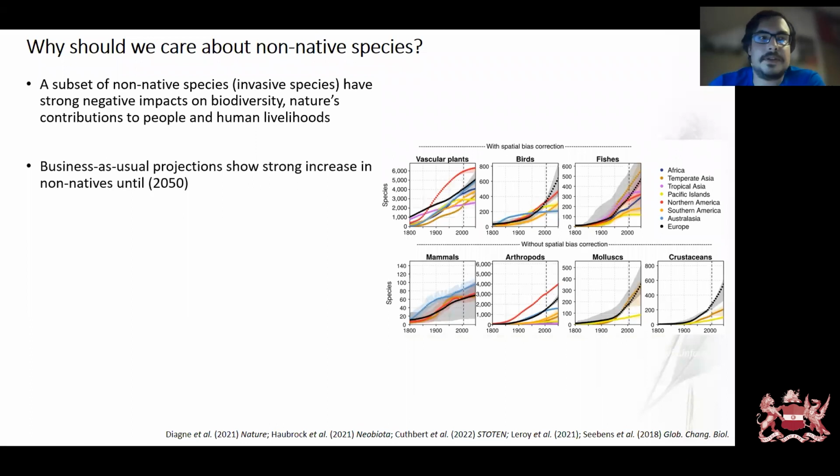Also, a study that we conducted shows that under business as usual projections, we will see a strong increase in established non-native species until 2050 if we are interpolating historic trends into the future. And we see this for all kinds of different taxonomic groups, and on average we find a 36% relative increase between 2005 and 2050 in the models, which would, for example, amount to an increase of 2,543 species projected for Europe in 2050.